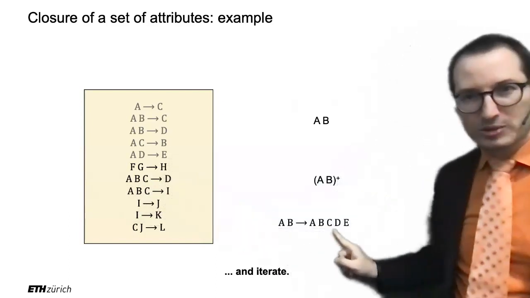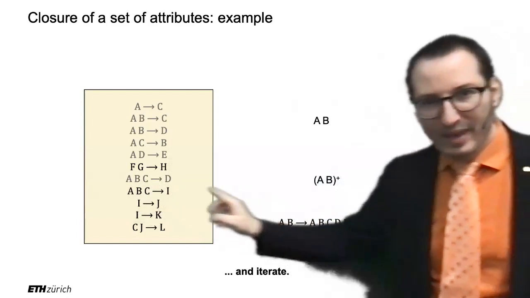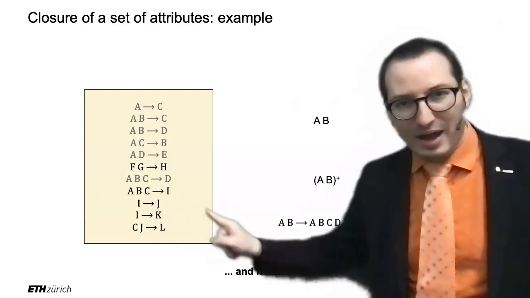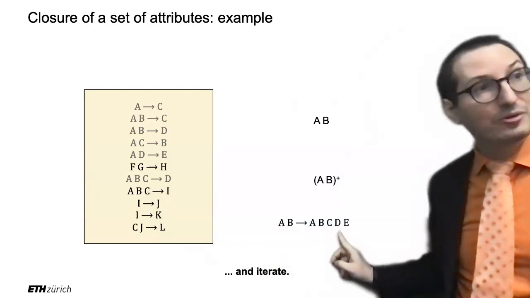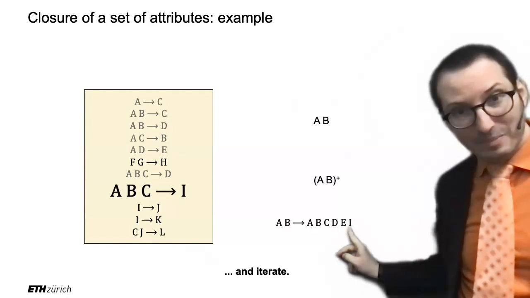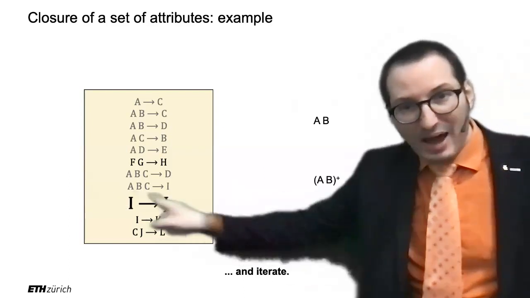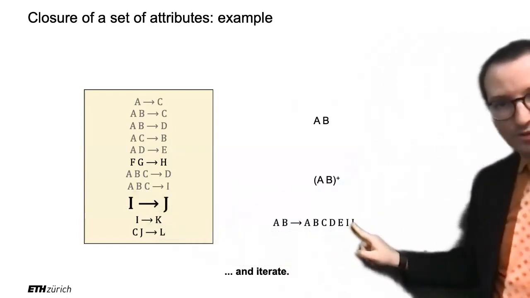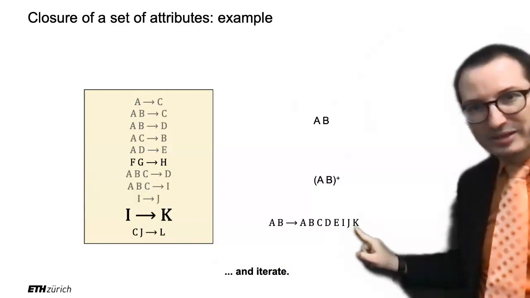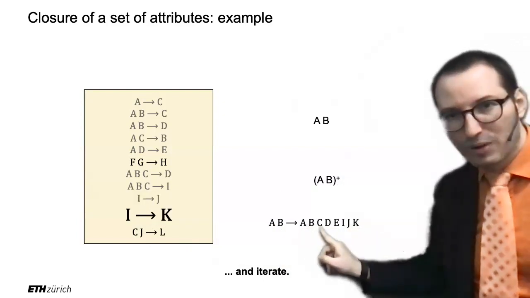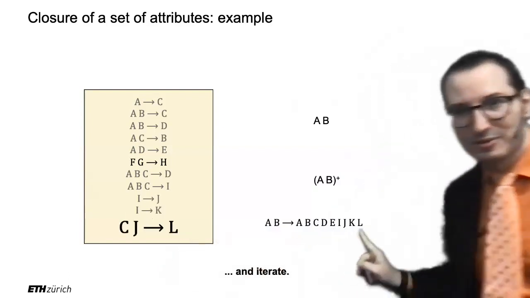ABCD is useless. I already have D anyway. ABC determines I. This is useful. I don't have it yet, so I can add it, right? Then I gray it out. I gives me J. I do have I, so I add J. I gives me K. And C and J, I do have C and J here, so that gives me L.